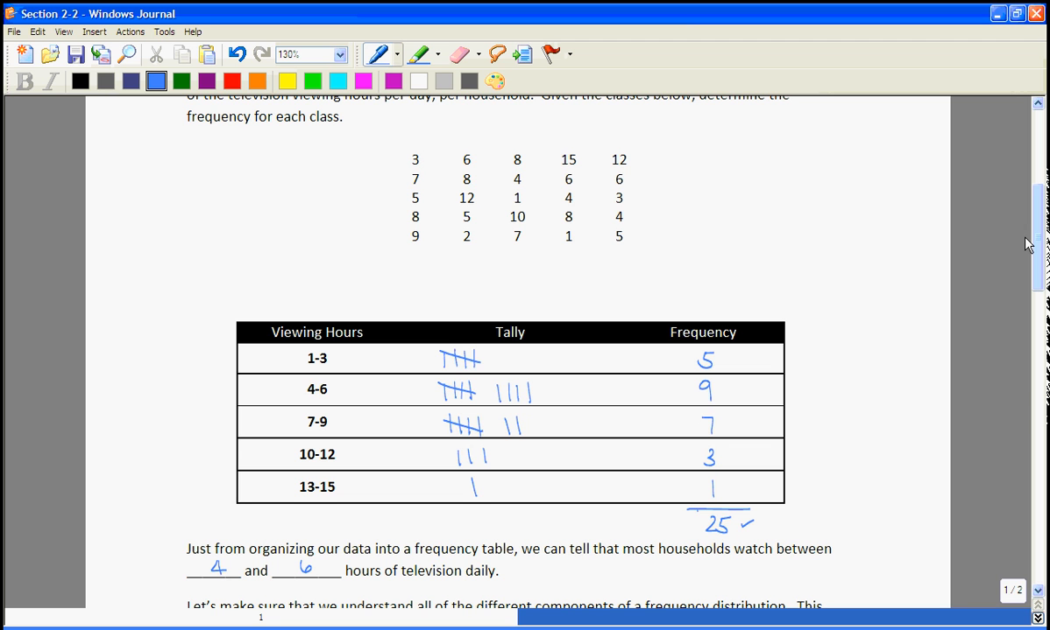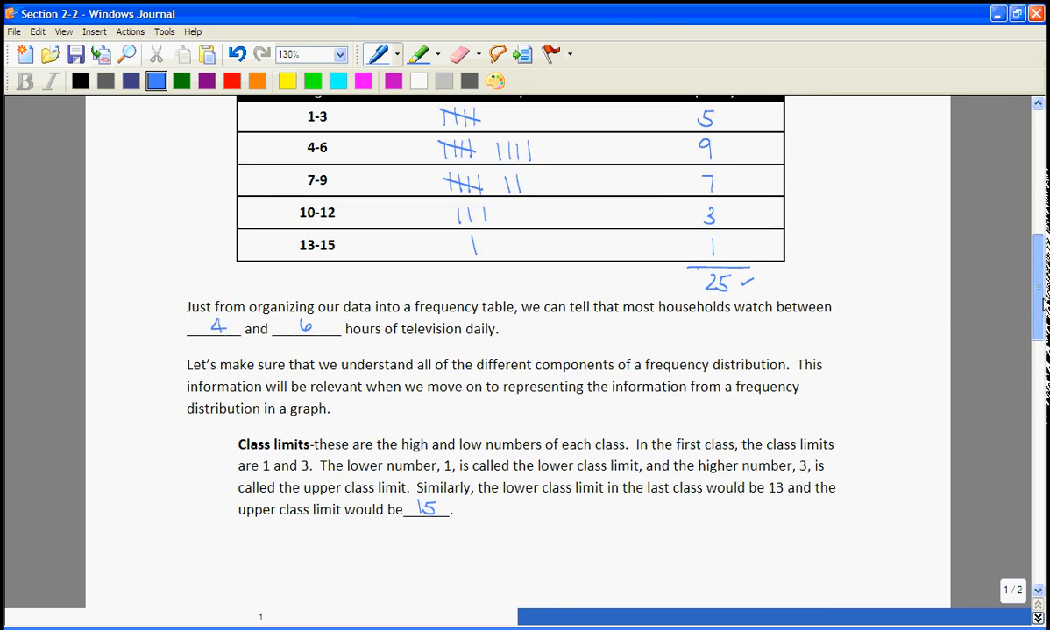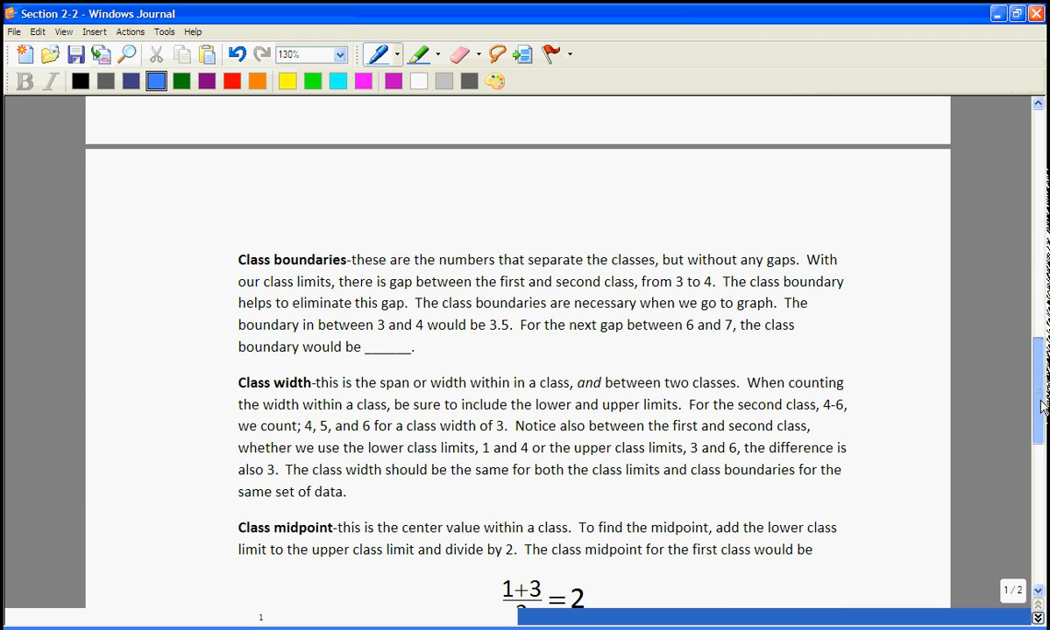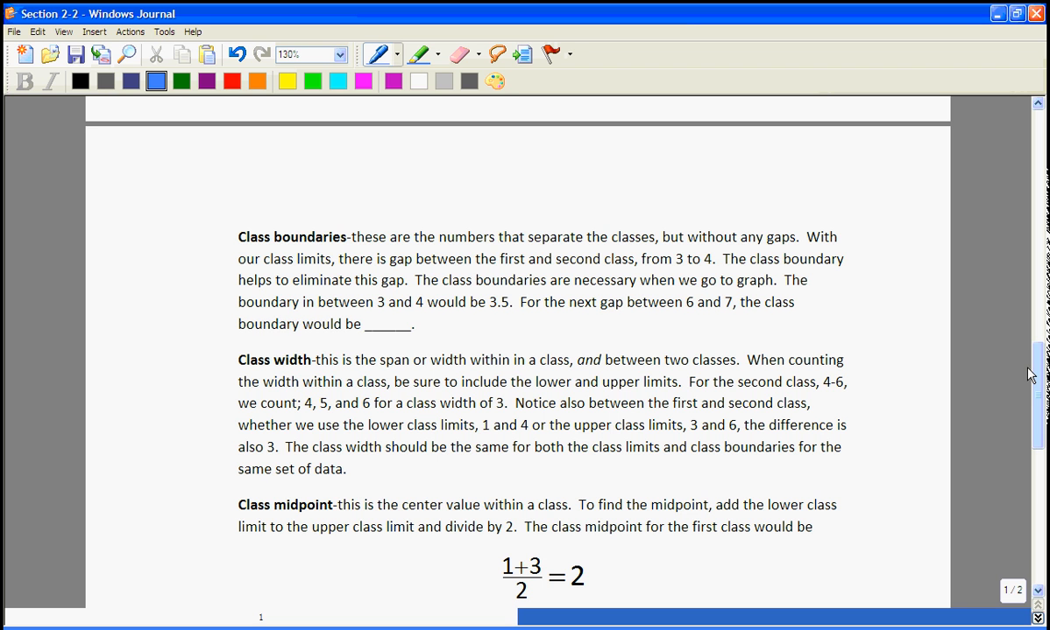So if you look at our classes, we go from 1 to 3, 4 to 6, 7 to 9, etc. And there are those spaces in between that are not accounted for. And that's what we want to accomplish with the class boundaries. So these are the numbers that separate the classes, but without any gaps. So currently we go from 1 to 3, and then 4 to 6, but there are some numbers in between 3 and 4, and we want to take that into account. So the class boundary helps to eliminate those gaps. And that's going to be really important when we start to graph.